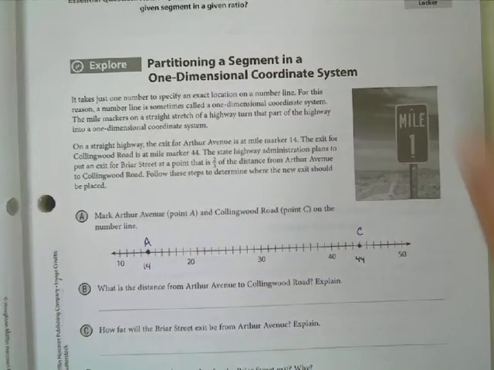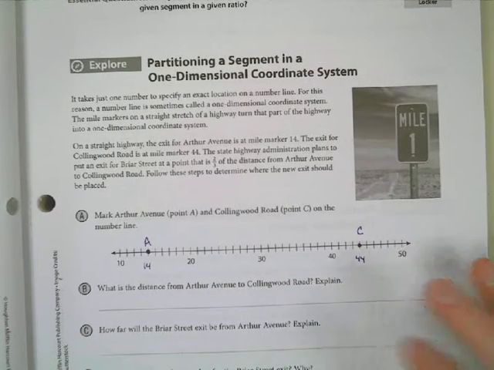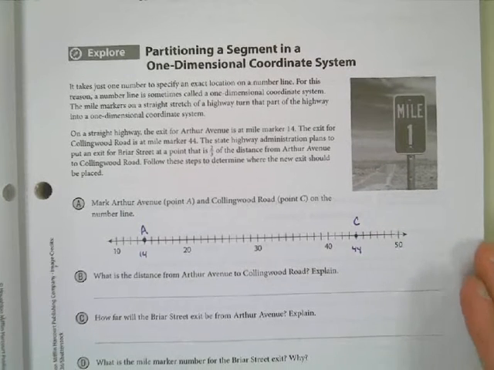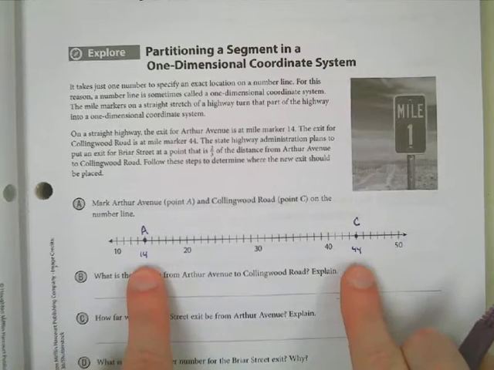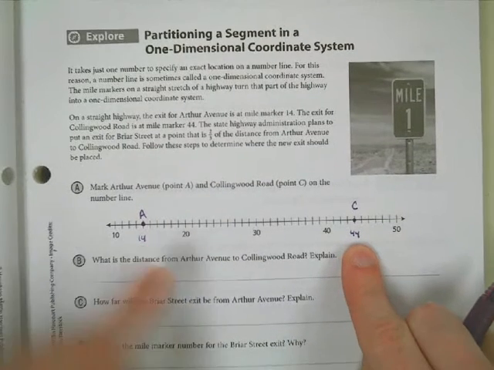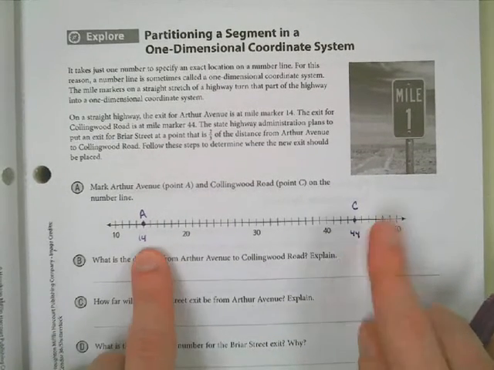So letter B first asks us, what is the distance from Arthur Avenue to Collingwood Road? So what is that distance? Let's go to Eric. What is the distance between these two points? From 14 to 44, what's that distance?